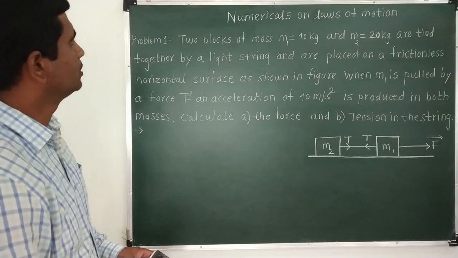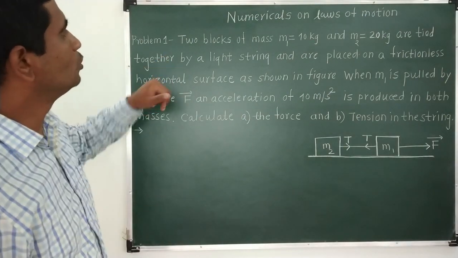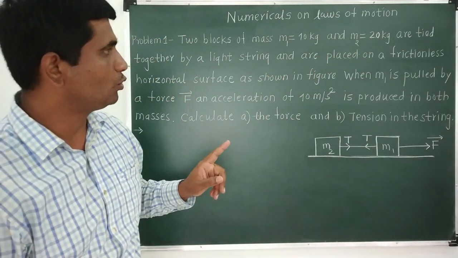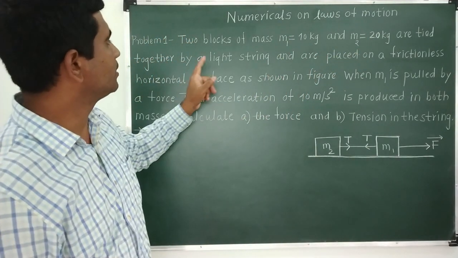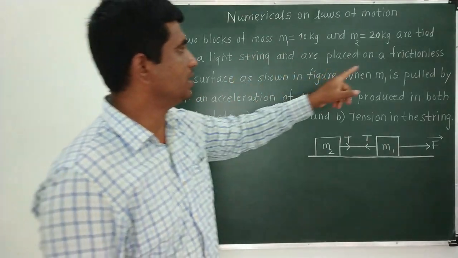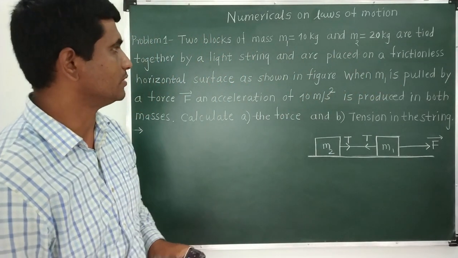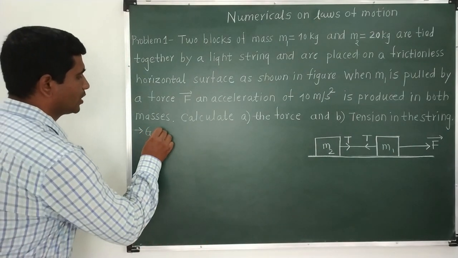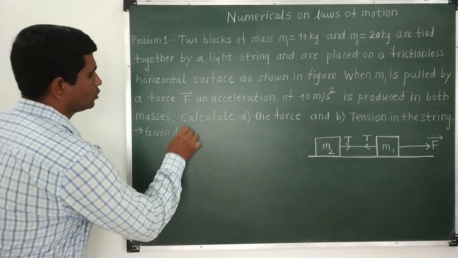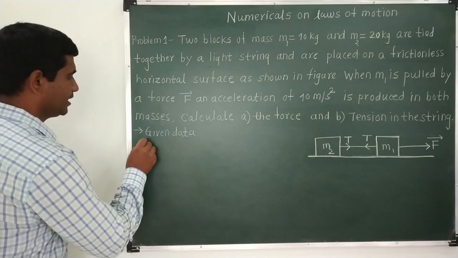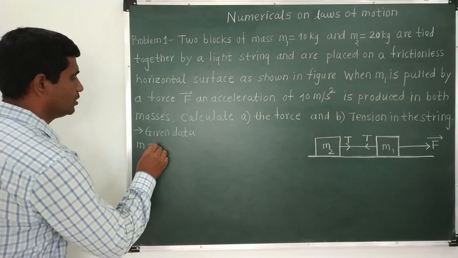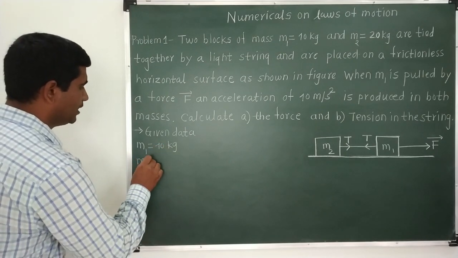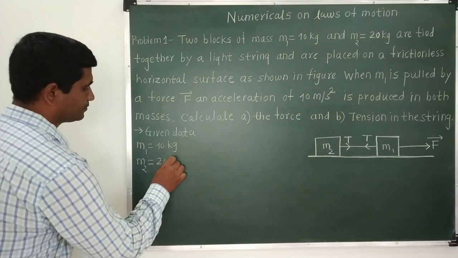First of all we will see the problem. Two blocks of mass M1 equal to 10 kg and M2 equal to 20 kg are tied together by a light string and are placed on a frictionless horizontal surface. Within this statement, first of all we will write down what is given. Given data: two blocks whose masses are M1 equal to 10 kg and M2 equal to 20 kg. These two things are given.